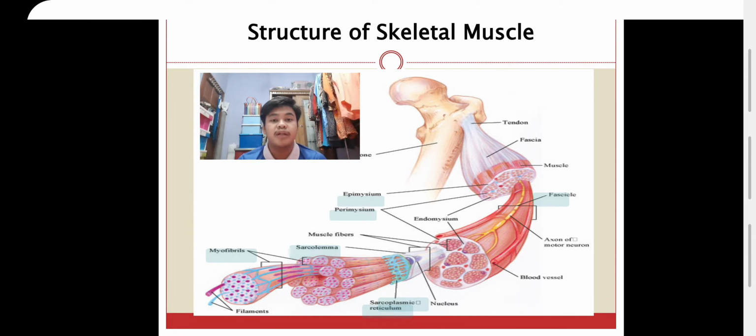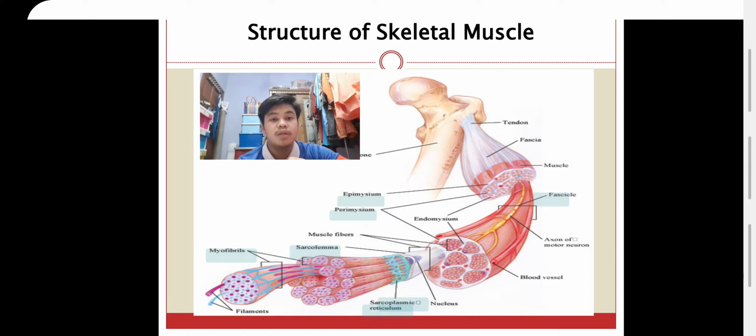From the diagram, we can see the layers. They start from the epimysium first, which is the outside, followed by the perimysium, which surrounds the bundle of muscle fibers, which is the fascicle. The endomysium we can find at each muscle fiber, because the endomysium surrounds each muscle fiber. It is different from the perimysium because the perimysium surrounds the whole bundle of muscle fibers.